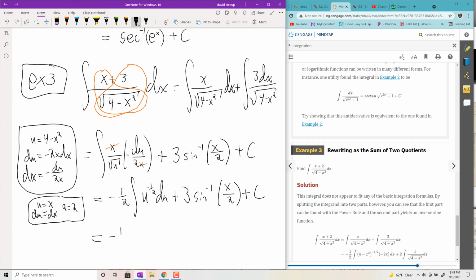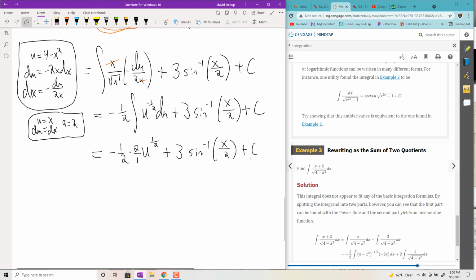And then power rule, so u to the negative 1/2 plus 1 is u to the 1/2. Divided by 1/2 is the same as multiplying by the reciprocal of 1/2, which is 2 over 1. And plus 3 sine inverse of x over 2. And then we can start back subbing. So negative square root of 4 minus x squared plus 3 sine inverse of x over 2 plus c.